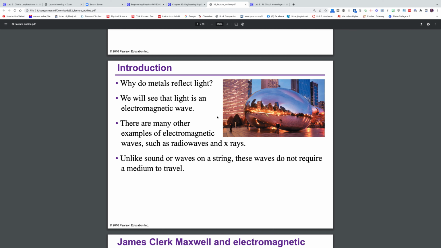Unlike sound or waves on a string, these waves do not require a medium to travel. When we introduced waves before in Physics 201, we said that waves are usually divided into two categories. One of them is mechanical, and the other one is non-mechanical. The mechanical ones, like sound waves, need a medium, while non-mechanical ones, like light, don't need a medium.